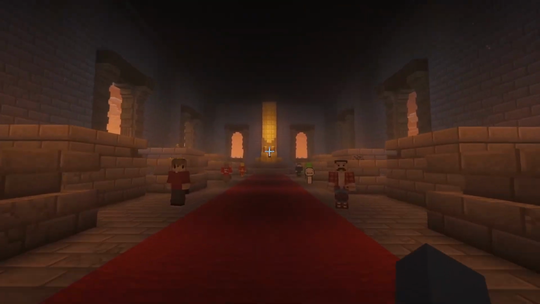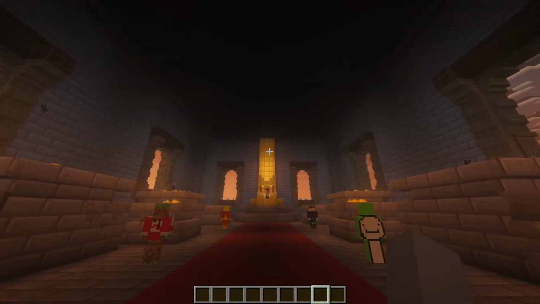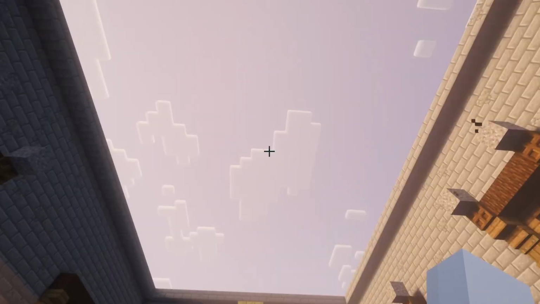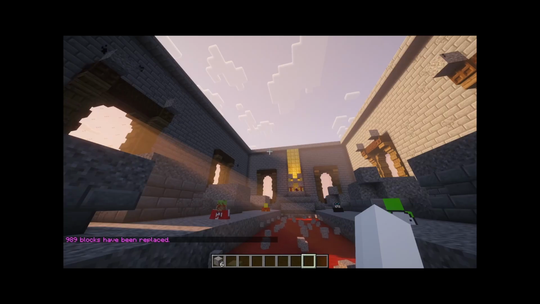Hey, if you've ever built a castle interior just like this one, well, let me tell you, in real life, the roof would instantly fall. Ouch. Are you guys okay?